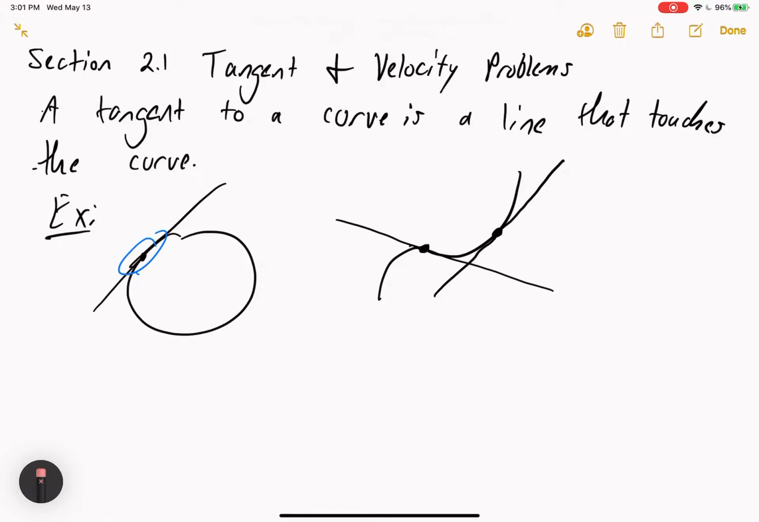So the problem is, how do we actually find what these tangent lines are? For example, if we get rid of this tangent line and call this x, and call this y, and call this point P, and this curve can be f of x, we want to know what equation we can find for this tangent line.